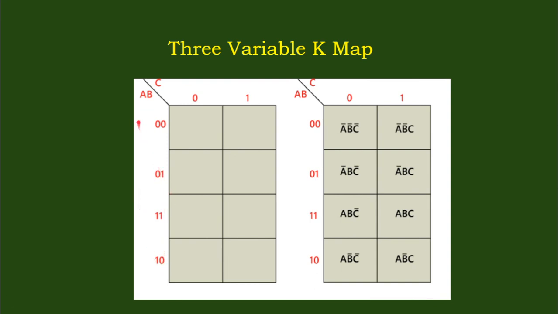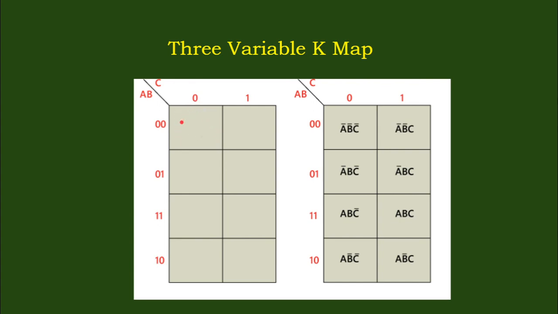That means the combinations are 00, 01, 11 and 10. In the same way, this C can have the value either 0 or 1. Now this is the vertical naming and this is the horizontal naming of this map. Now, how to make the combination: for example, if you want to represent 000, that means A is 0, B is 0 as well as C is 0. This is the cell which says 000.